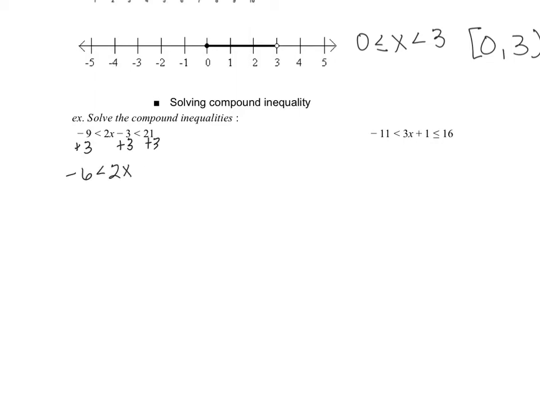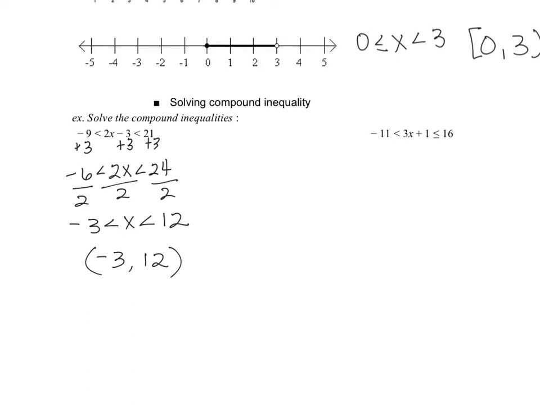Less than 2x, less than 24. And then I'm going to divide by 2. So negative 6 divided by 2 is negative 3, less than x, less than, and then 24 divided by 2 is going to be 12. So if I now want to write my solution in interval notation, I'm going to have negative 3 comma 12 in my parentheses, and because they're both strictly less than and greater than, both get parentheses.